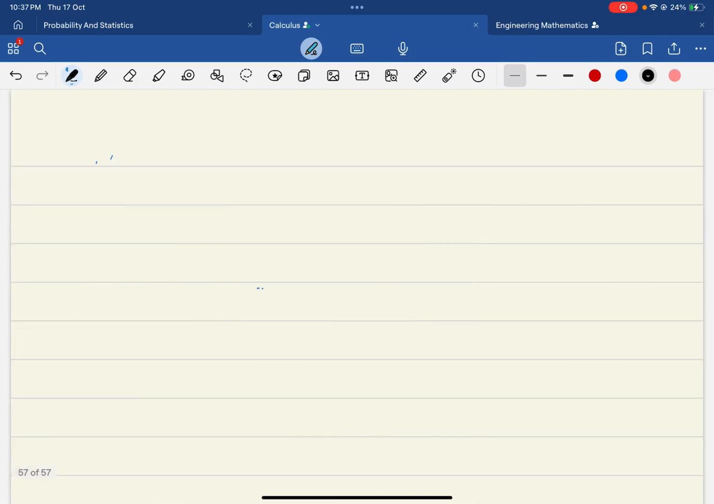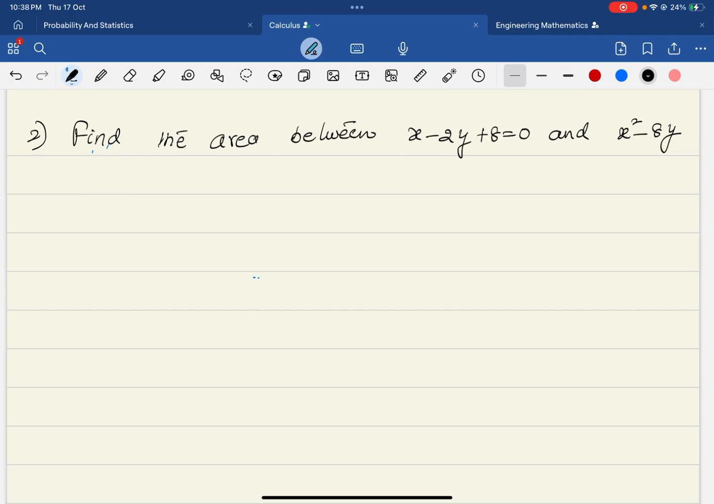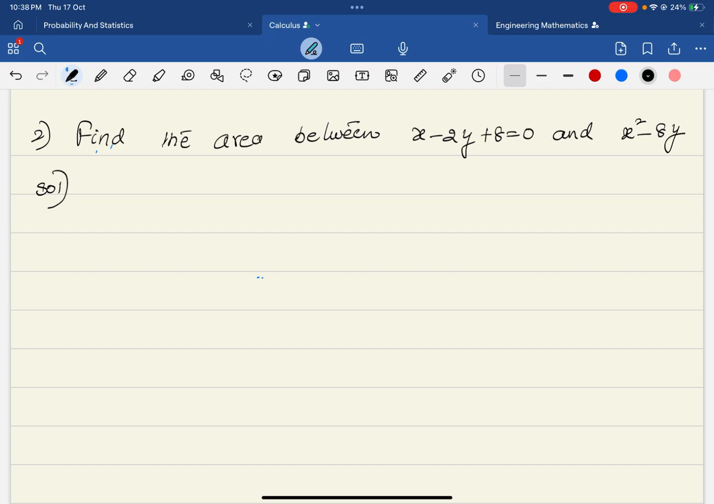Okay. Now I'll just do one more problem to find the area between the two curves. Find the area between the two curves x minus 2y plus 8 is equal to 0 and x square is equal to 8y. So this is the area to find out. Now what is step 1? First we have to find out the limits, correct?